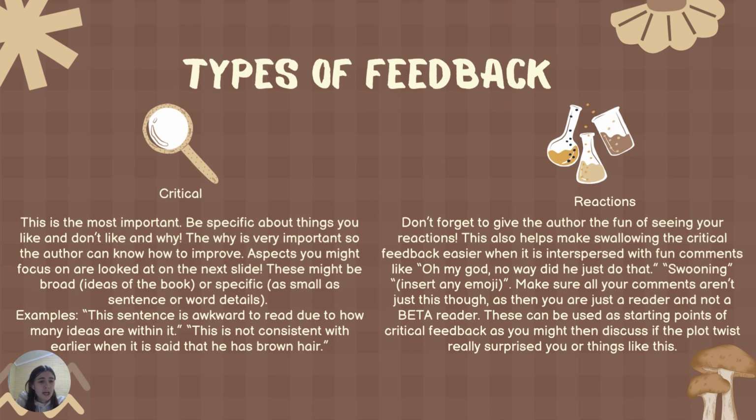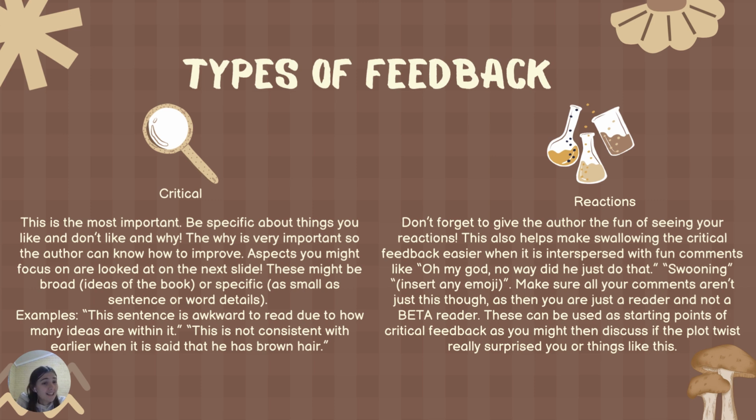So there are two main types of feedback that you'll be expected to give as a beta reader. This is critical feedback and reactions. So critical feedback is the most important. This is where you are specific about things you like and you don't like and why. The why is very important so the author can know how to actually improve it.